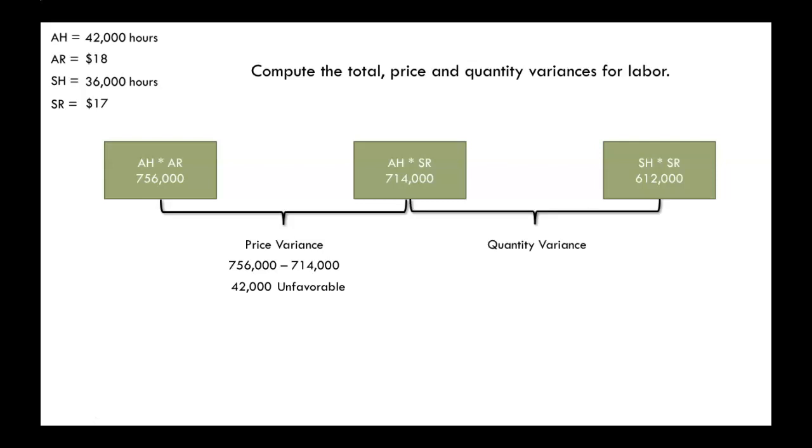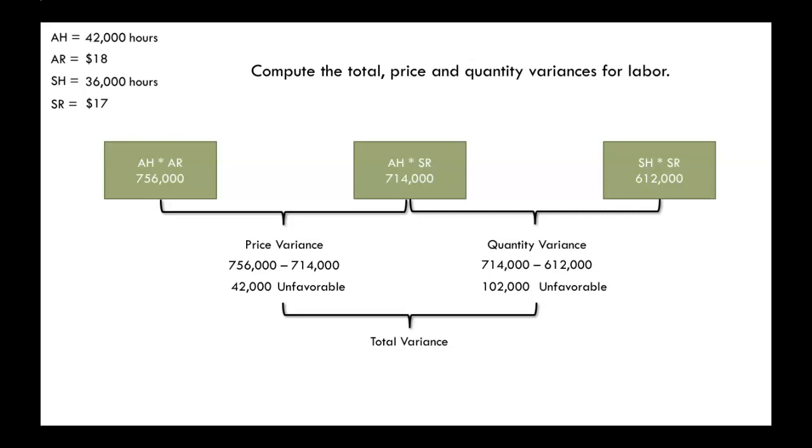Now we move over to the quantity variance side. And we take the difference between 714,000 and 612,000. And we get 102,000. So this is dealing with quantity, right? So we expected our standard hours were only 36,000. We actually incurred 42,000 hours of labor. So we had more labor than what we thought we'd have to, so that's also unfavorable.